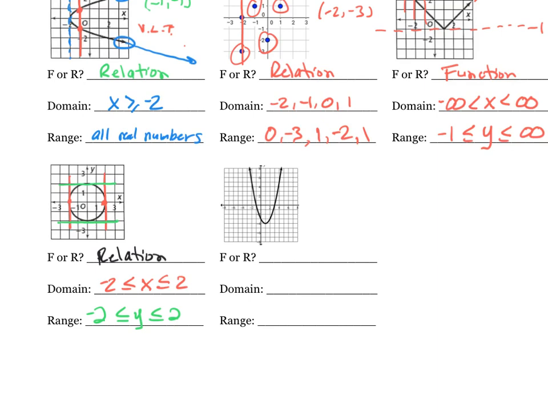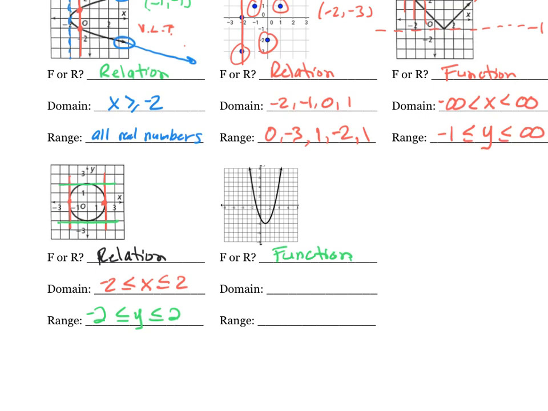Our last example, this is called a parabola. If you look at it, you cannot draw a vertical line and hit 2 points of this parabola anywhere. So this would be a function. Remember, it is also a relation, but function is more specific.